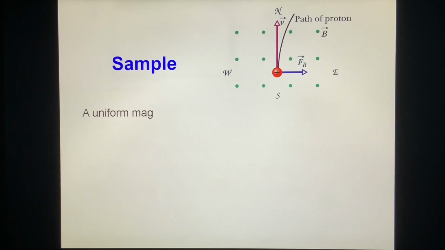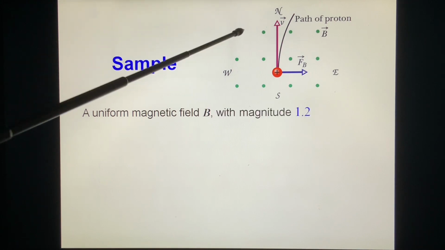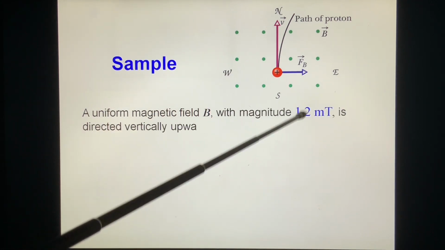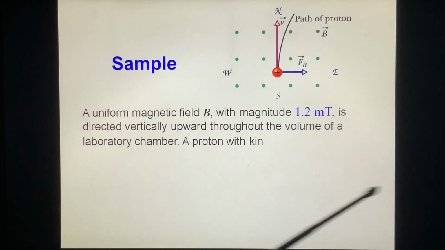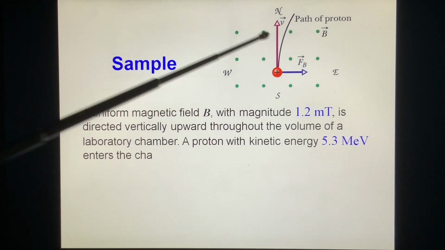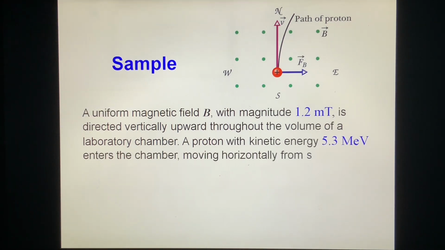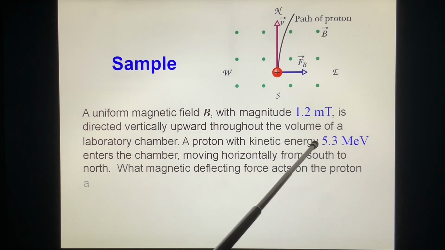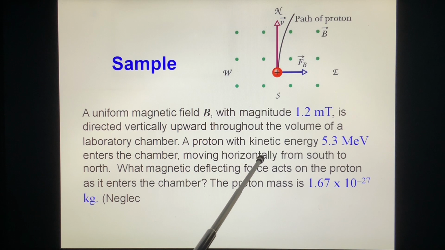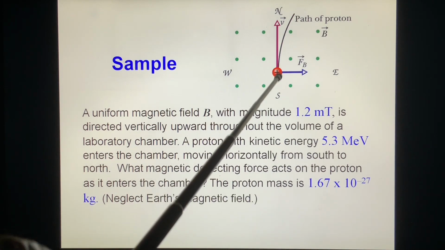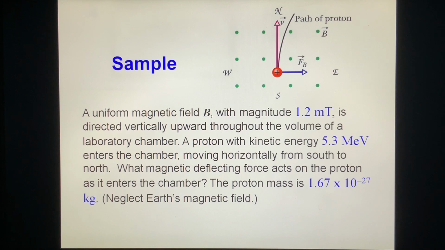Sample. A uniform magnetic field B with magnitude 1.2 milliTesla is directed vertically upwards throughout the volume of a laboratory chamber. We look from up down; it comes towards you, it goes up. A proton with kinetic energy 5.3 MeV enters the chamber, moving horizontally from south to north. This is the direction of V. What is the magnitude of the magnetic force acting on the proton as it enters the chamber?